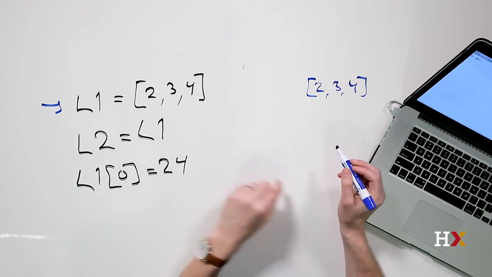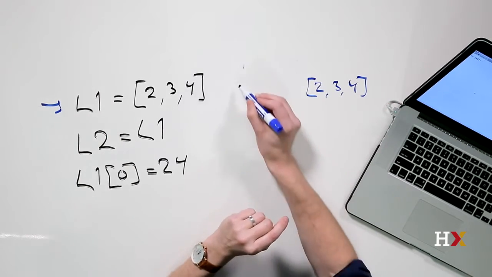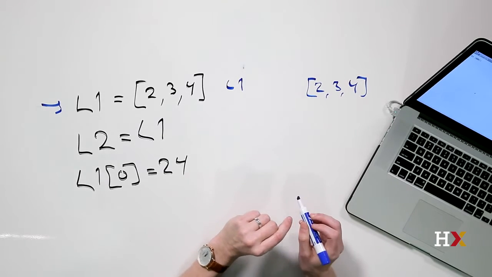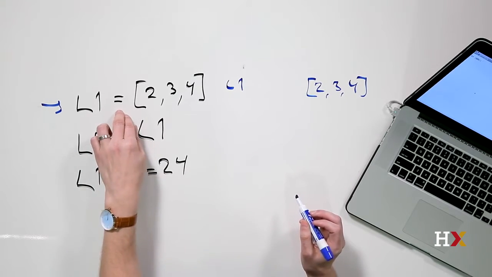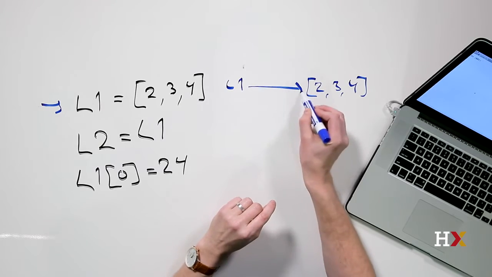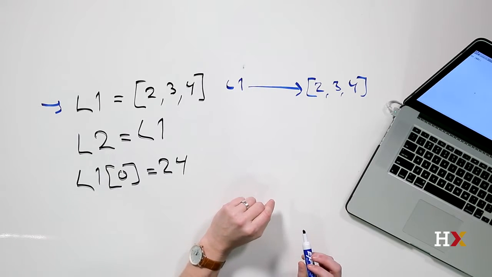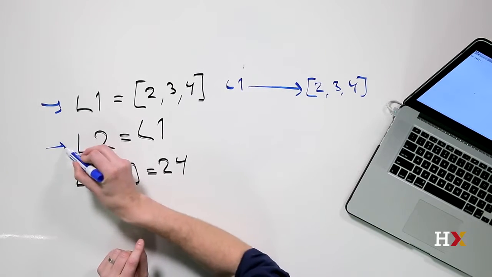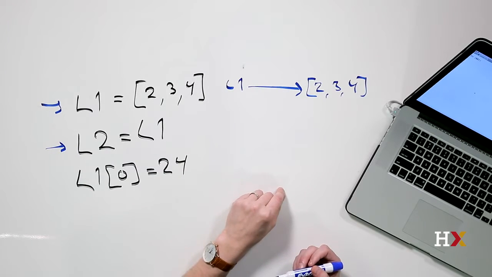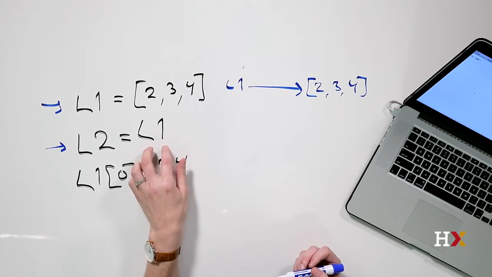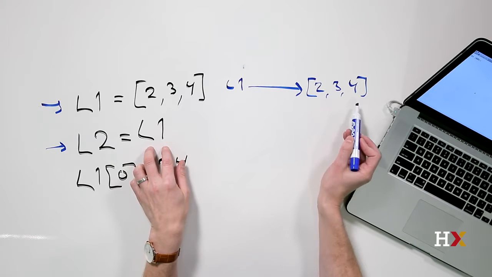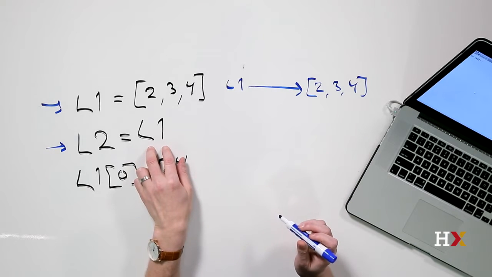The second step, Python creates the variable name L1. And third, because of the assignment, L1 will reference this list. If we look at the second step, L2 is equal to L1. The object L1, which currently references the list, already exists.